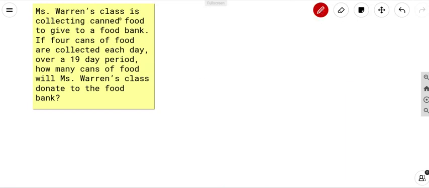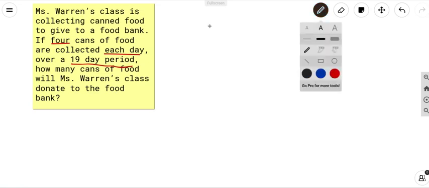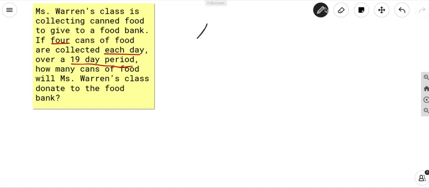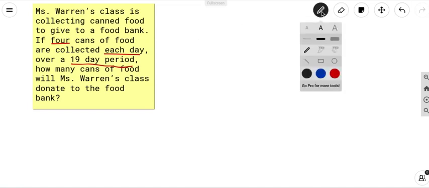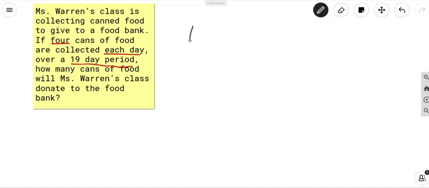So Ms. Warren's class is collecting canned food to give to a food bank. If 4 cans of food are collected each day, so 4 each day, over a 19-day period, so 19-day period, how many cans of food will Ms. Warren's class donate to the food bank? Okay, so I can see that my problem here is 19 times 4.